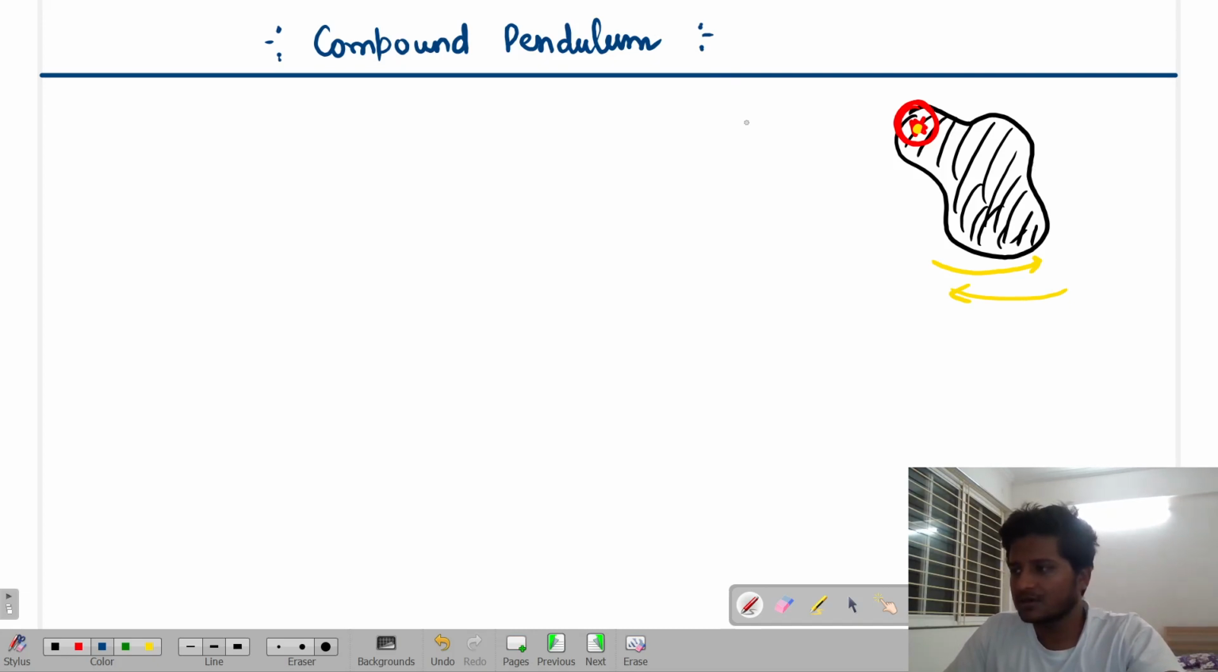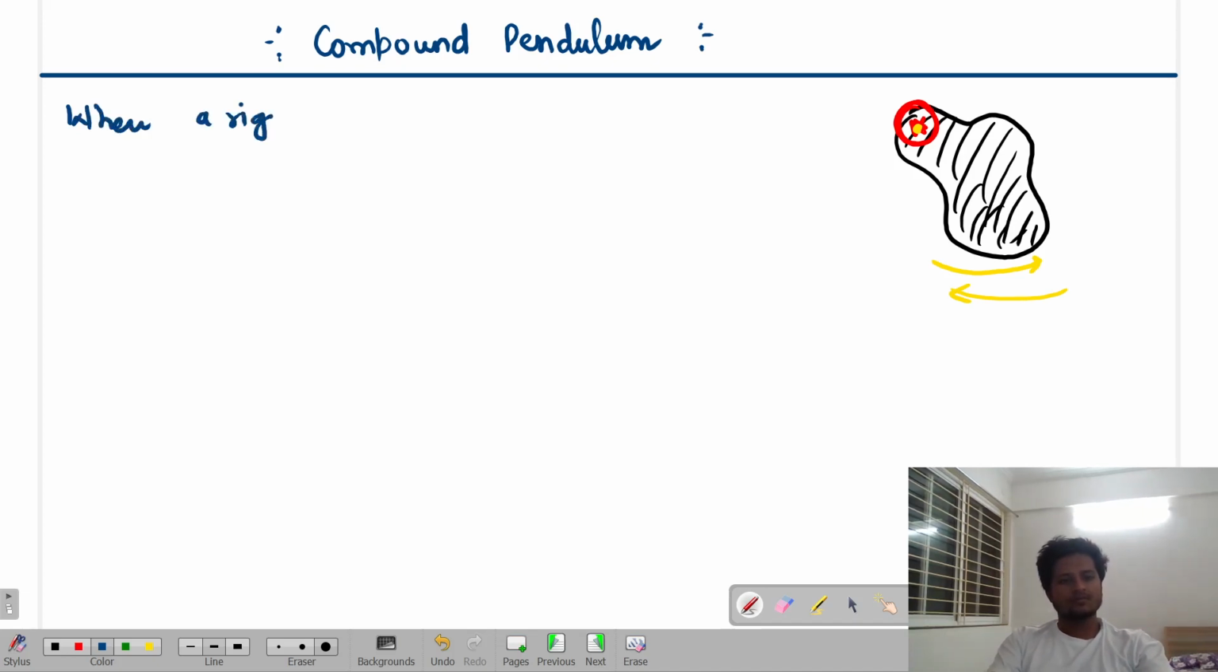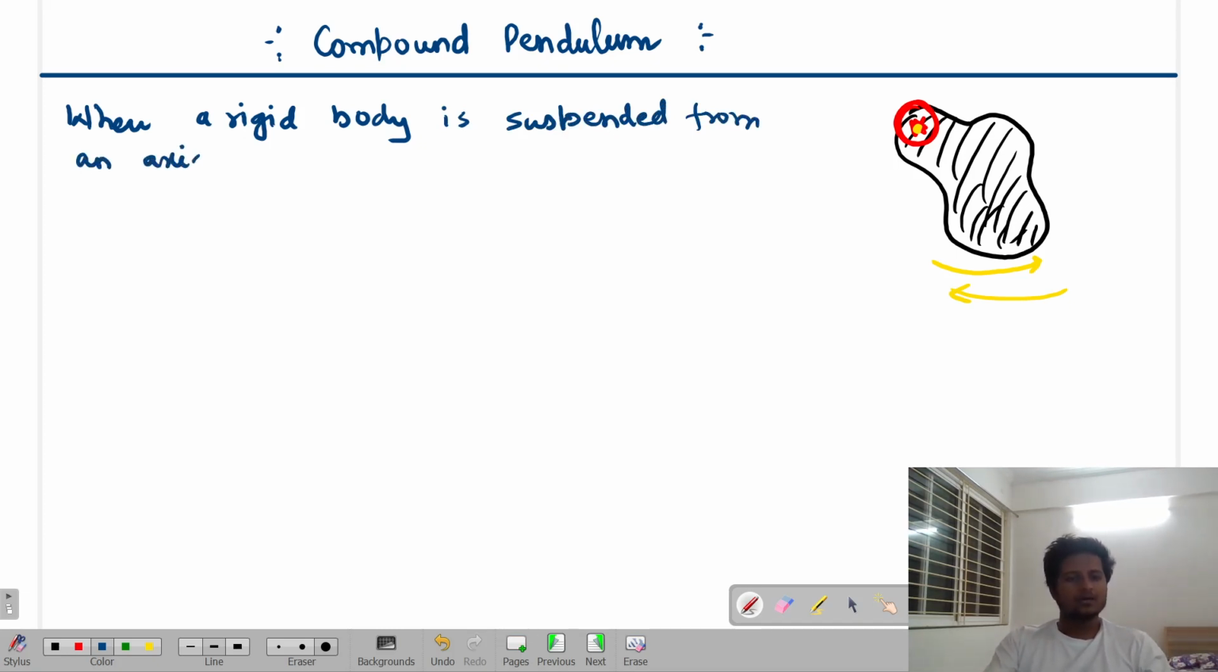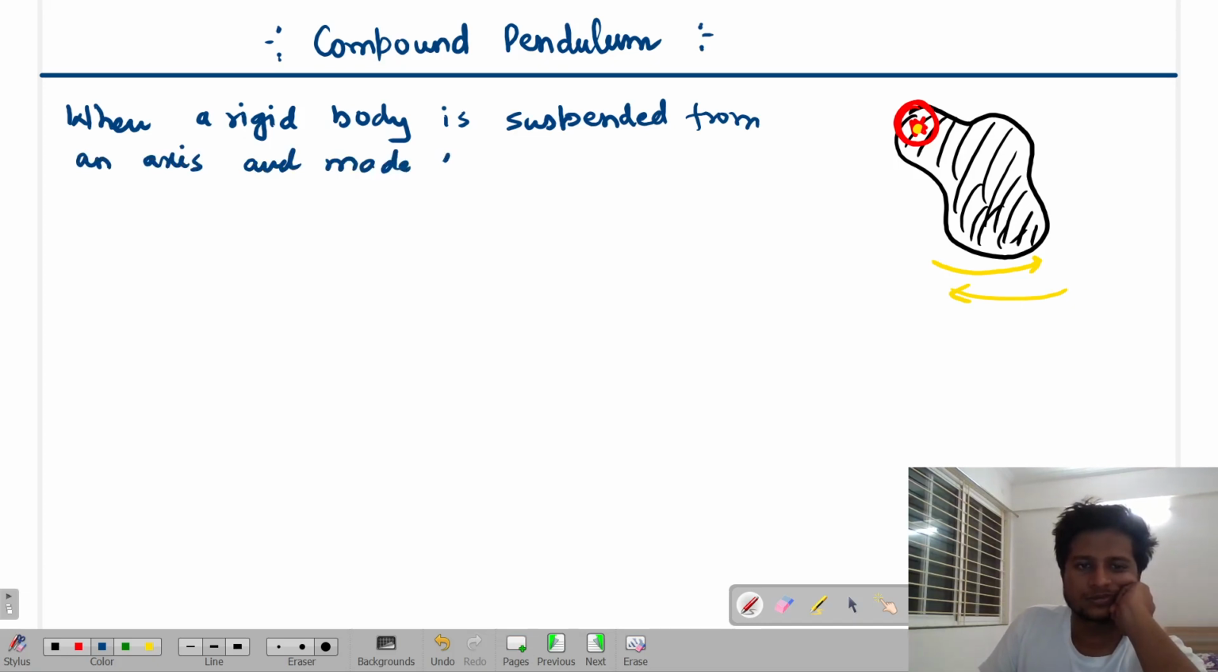Is that clear or not? So the definition is like when a rigid body, which kind of body? Rigid body is suspended from an axis and made to oscillate, then we call it a compound pendulum.